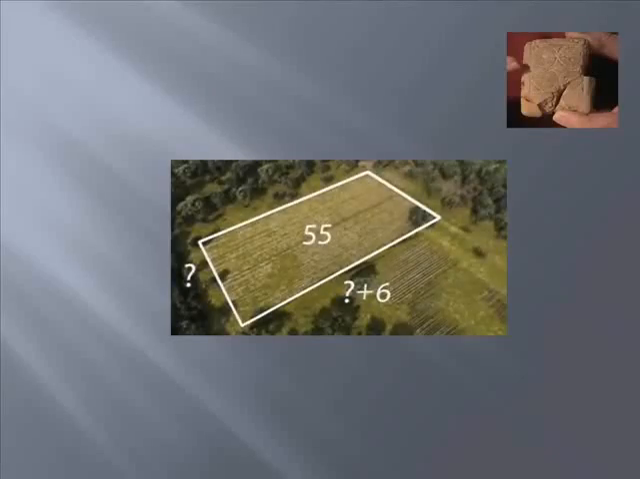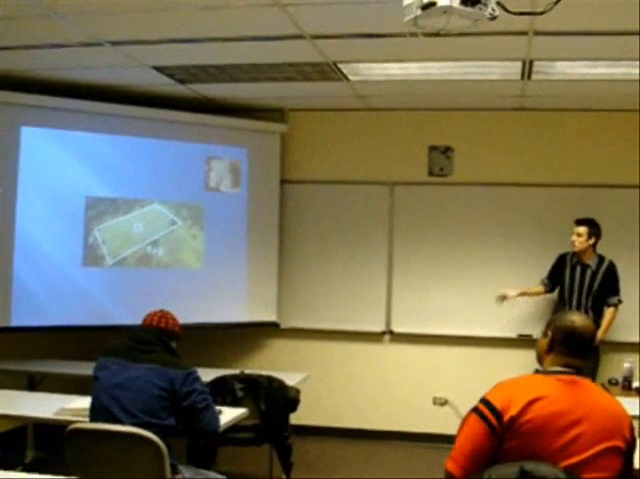So let's take an example of one of these. This is the kind of problem they would deal with. Say I have a plot of land whose area is 55 units, so we'll say square feet. One side of the rectangle, we have no idea what it is. But we do know that the other side is 6 units longer than that. Right, so this poses a problem.